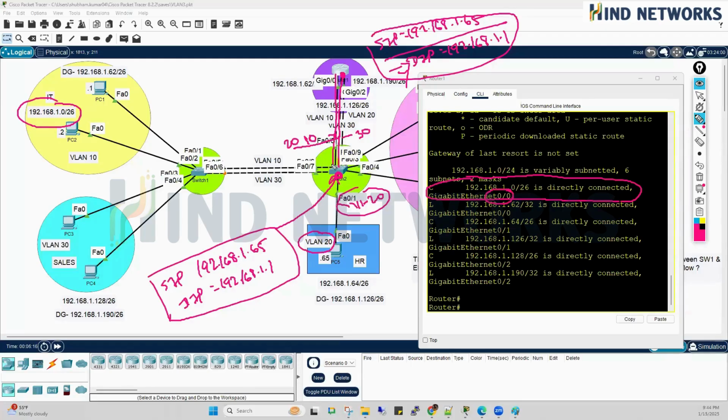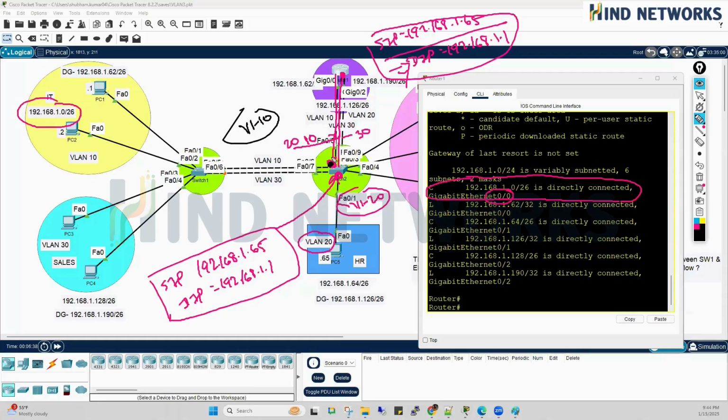The packet reaches the switch. The switch receives this packet on the first interface. On which interface, guys? The first interface here. Now this switch will check: I am receiving this packet on this interface. Which VLAN is this interface part of? The switch will understand, oh, this interface is part of VLAN number 10.